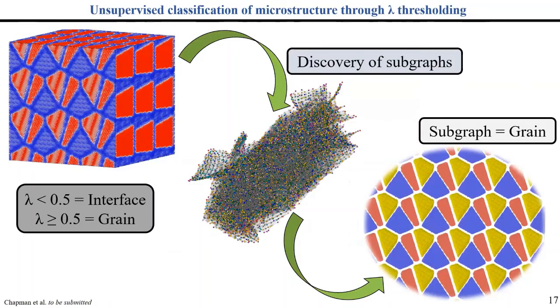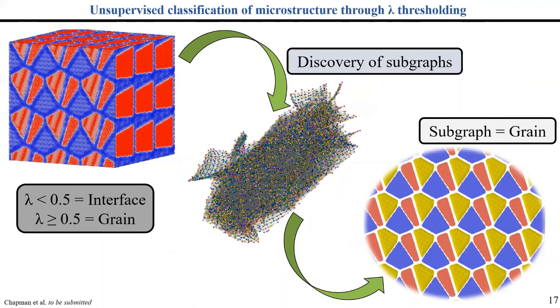So how does this actually work? The way that this works is that we do a thresholding. For the purpose of this, we're simply saying anything less than 0.5 will be the interface, and anything greater than 0.5 will be preserved as the grain.